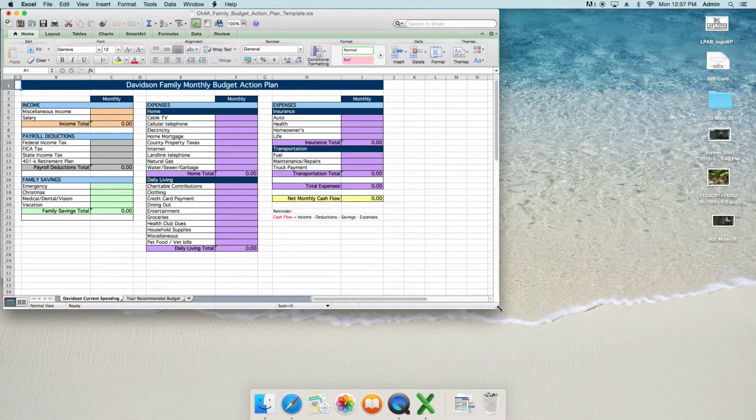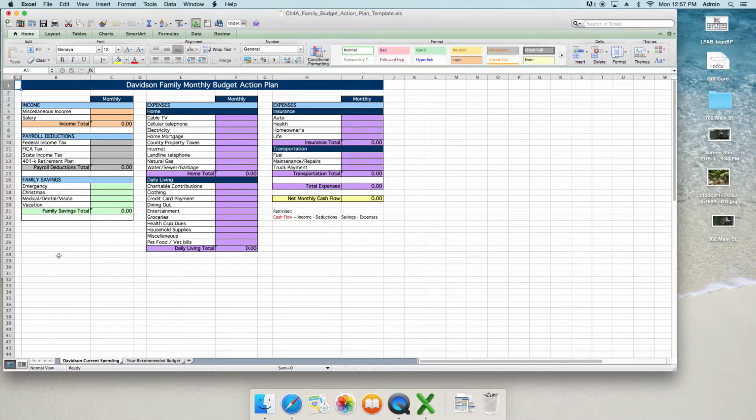So there are two pages here. One is the Davidson current spending. The second one is your recommended budget. So the Davidson current spending is just data entry. You're going to read through the problem, and then you're going to enter their current spending. On the net monthly cash flow, it's going to be negative. They're going to be spending more money than they're bringing in.